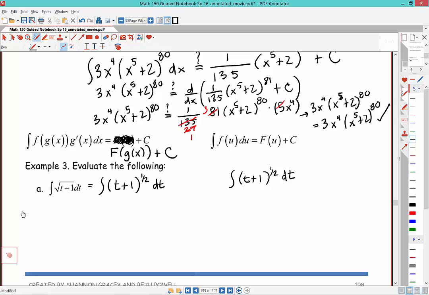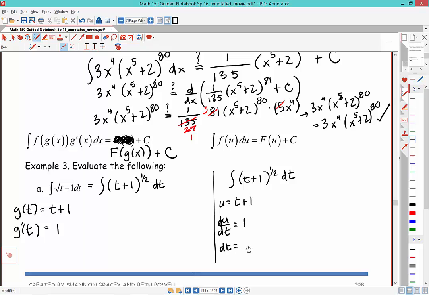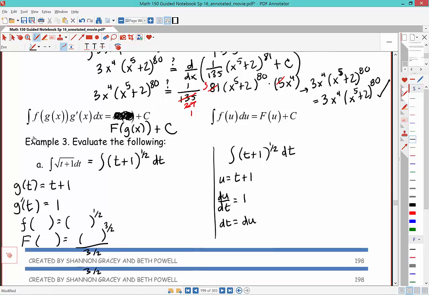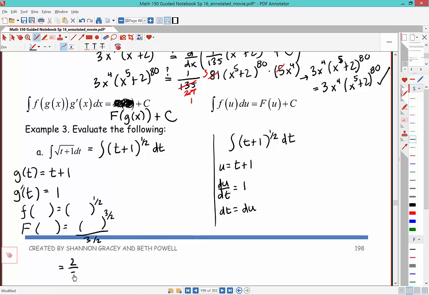So now, what do you think? With pattern recognition, g of x would be, my bad, g of t would be, great, t plus 1. Over here, u is t plus 1. Now, g prime at t is just 1. du dt, so the derivative of u with respect to t is 1. So dt equals du. Over here, our f of something is our something to the 1/2. Our capital F of our something is going to be our something to the 3/2 divided by 3/2, right? Which is equal to 2/3 times our something to the 3/2.